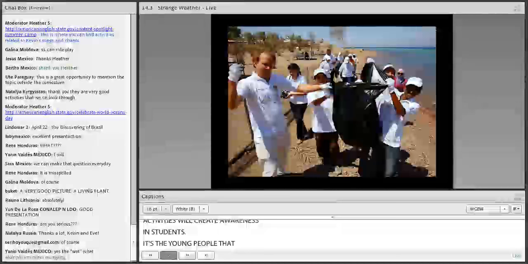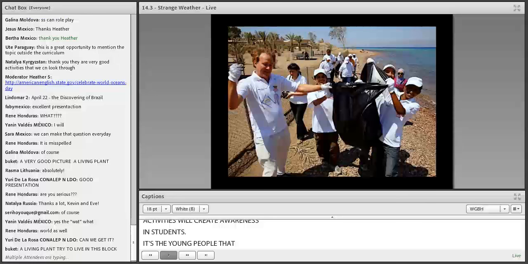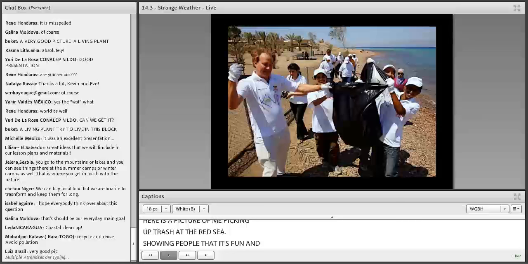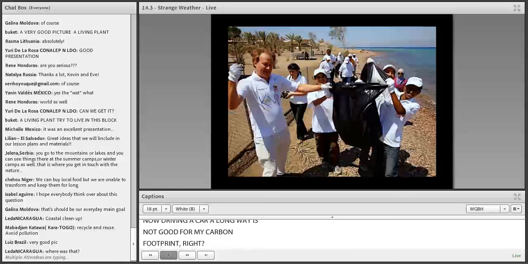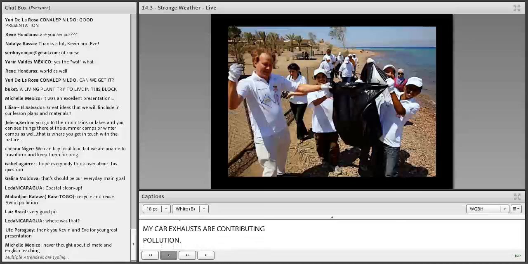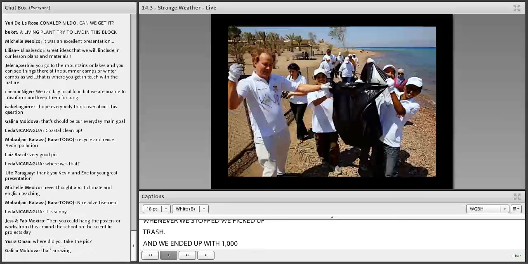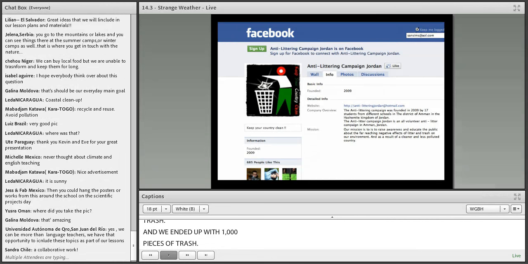And here's a picture of me picking up trash at the Red Sea, showing people that it's fun. And you know what? In April, I drove across the United States. Now, driving a car a long way is not good for my carbon footprint, right? Because my car exhausts are contributing pollution. But on the way, my father and my wife and I, we decided we would pick up 1,000 pieces of trash. So whenever we stopped, we picked up trash. And we ended up with 1,000 pieces of trash. It's fun to pick up trash.